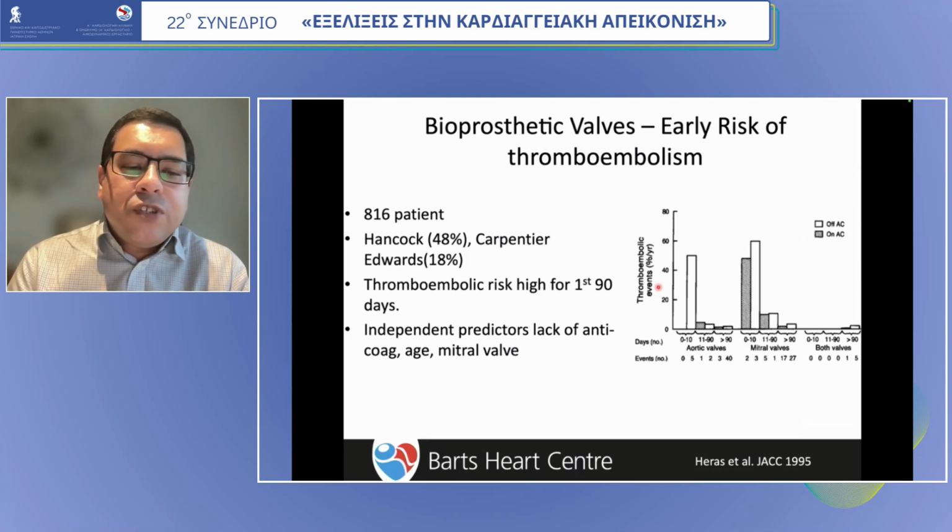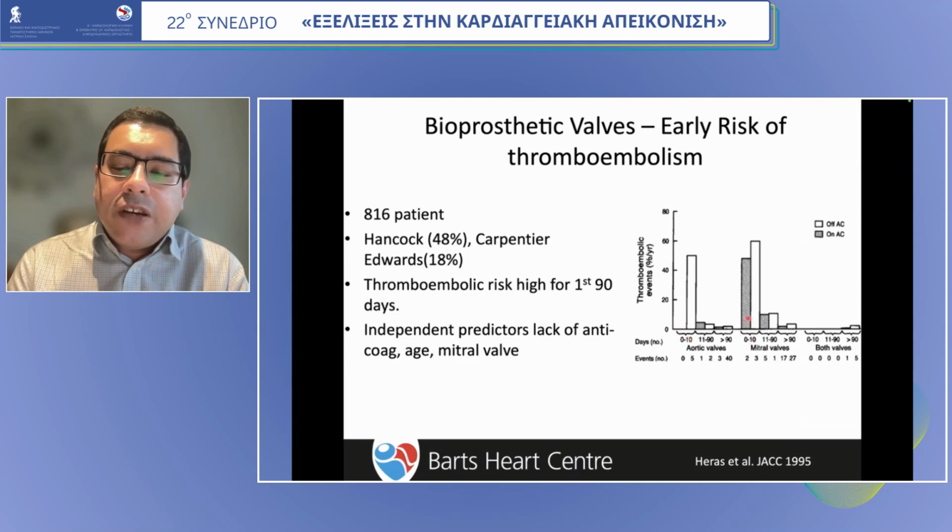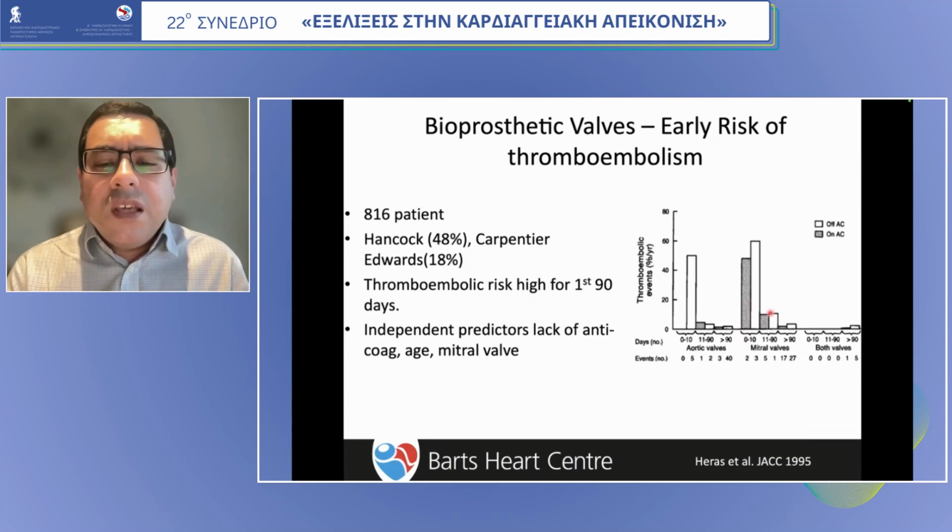And we know it's different depending on the valve. So here we have aortic valves and mitral valves. People in the gray are on anticoagulation, on the white are not on anticoagulation. And we see that if you're on anticoagulation for the first sort of 90 days or so after your procedure, you have a much lower risk of thrombosis.